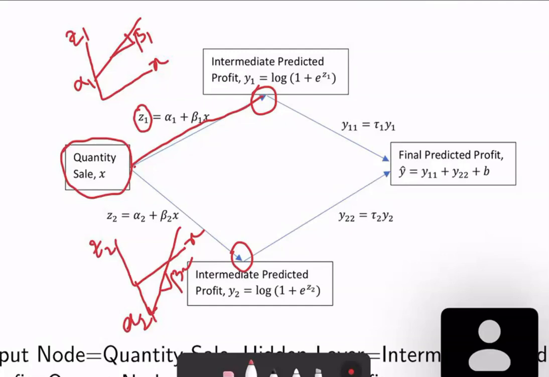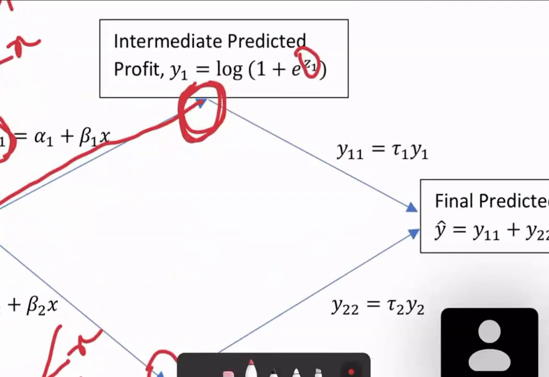When it goes to the intermediate layer, from this input layer it gives a signal, a straight line. In the intermediate or hidden layer, that straight line gets some sort of smoothness, curvilinear, by converting into log and exponential format. So it takes Z1, takes e to the power Z, and 1 plus e to the power Z, and converts it to the log, which is a function of which the dependent variable is y1.